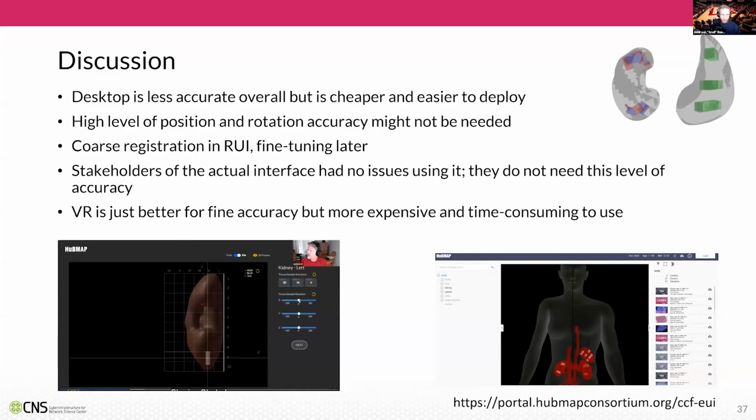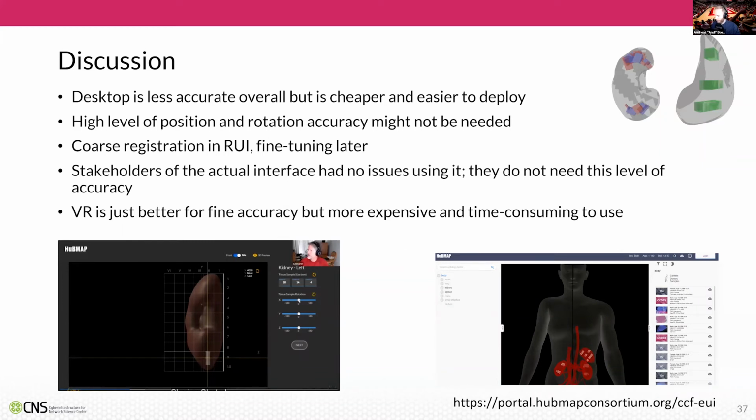So as we saw from the results, desktop overall is less accurate. But, and that is a big but, and that's important to mention here in this discussion and in the paper, the RUI in the desktop version is cheaper and easier to deploy. And that's very important for adaptation of this real world interface. Furthermore, the high level of position and rotation accuracy that we tested for might not be needed in real world usage, where oftentimes our users have very, very limited understanding of where exactly the tissue comes from inside the organ, and where much of it is built on guesswork.